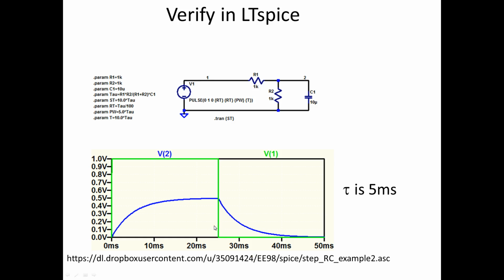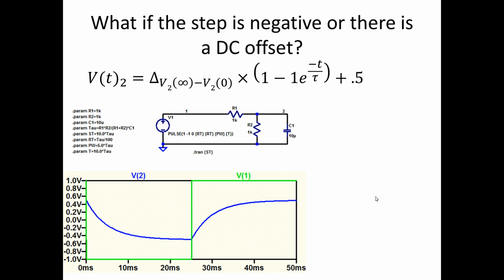Well, we can look at this in LTspice, and we can see that in 5 tau we go up to a half a volt, and in another 5 tau we come back down to 0, because tau is, in this example, 5 milliseconds. We can even apply this intuitive analysis to when there is an offset, where in this case I didn't start at 0 volts. I went from 1 down to minus 1 and 0. And you can see that this gives the characteristic equation.